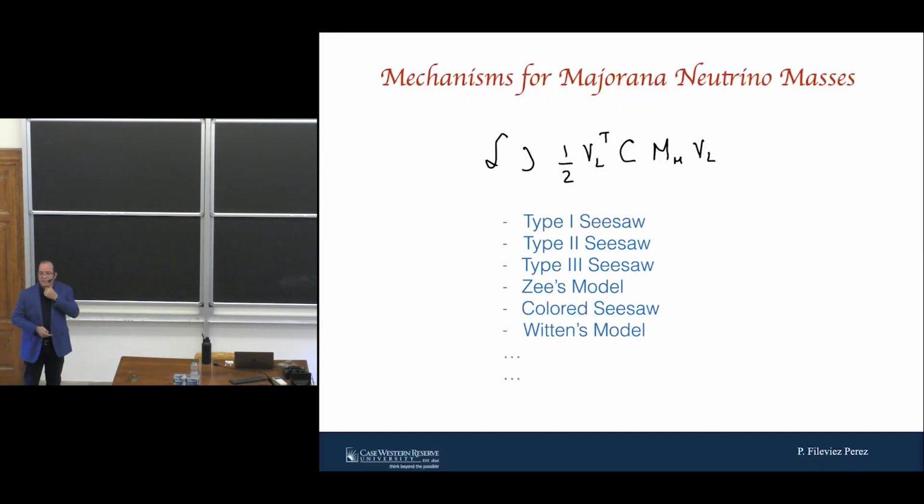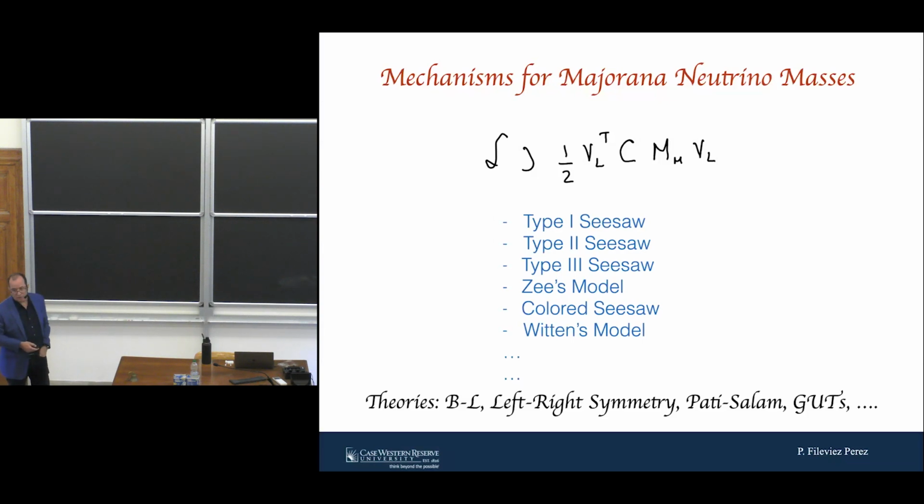I would need many hours to talk about all the mechanisms that we know for Majorana, but at least I would like to mention here, as you saw in the previous lectures, we have a lot of theories that have been written in physics beyond the standard model, like left-right, Pati-Salam, grand unified theories, where typically you get Majorana masses. I don't have time to talk about all these things, of course, but it's good to know that there are a lot of ideas that you could learn about.